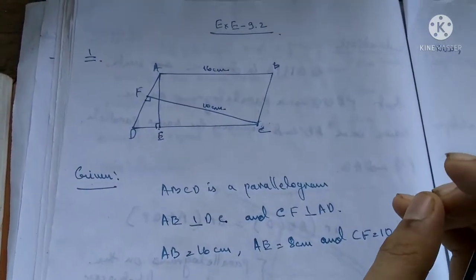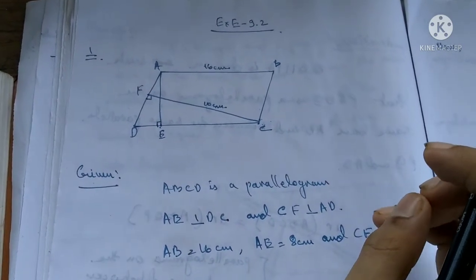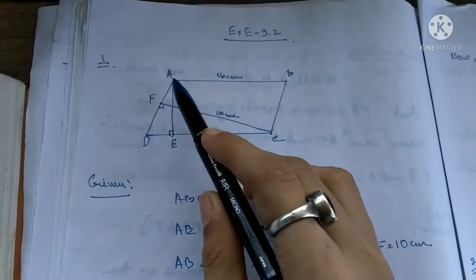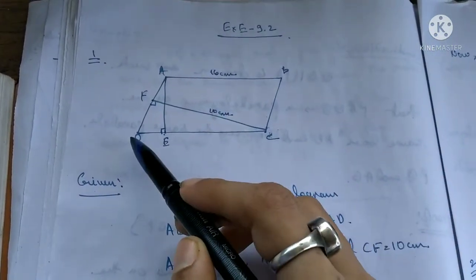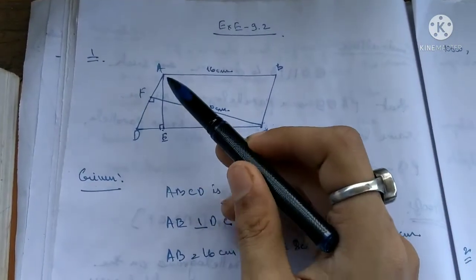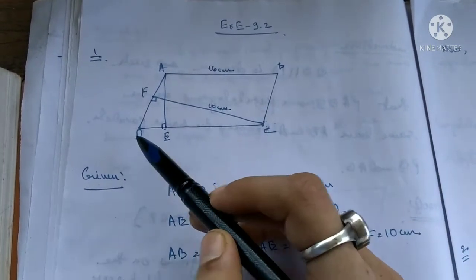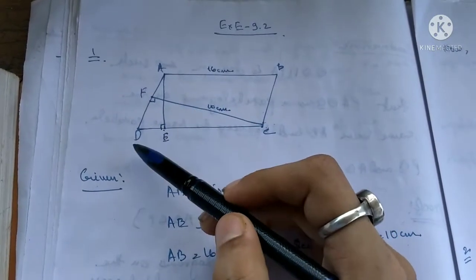Finished. Value: 8 into 16, I got that. I will keep that like that only. Next, again I will write area of parallelogram ABCD. Now I will take a different altitude and a different base. Finished. So area of parallelogram ABCD will be equal to AF into AD.